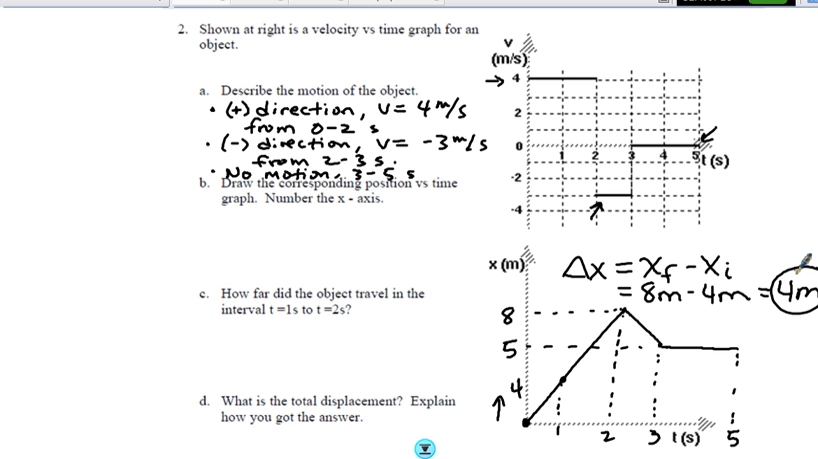If you wanted to get that information from the velocity time graph, here's our graph between 1 and 2 seconds.